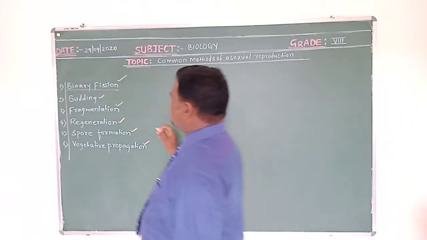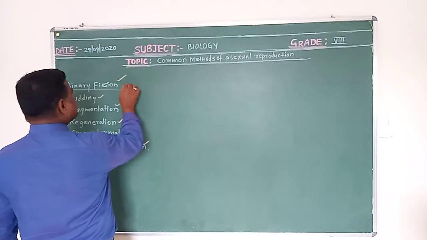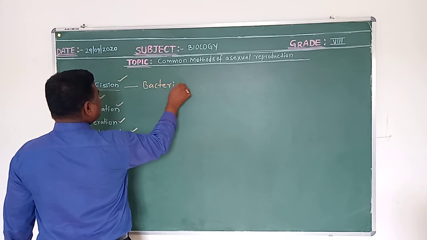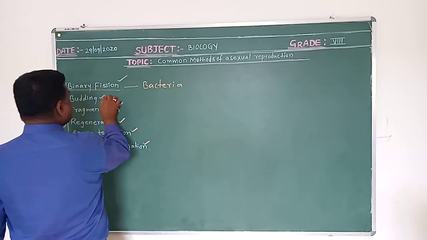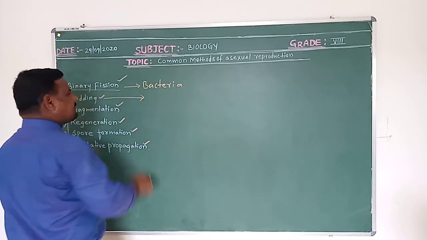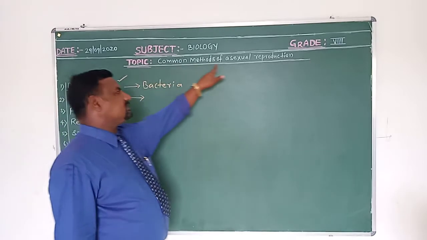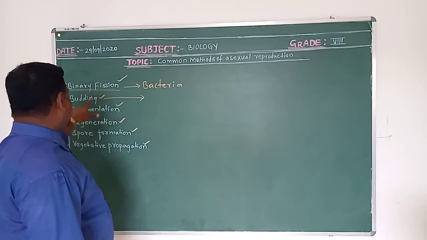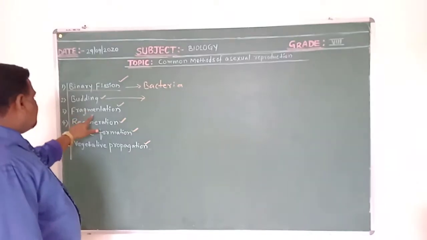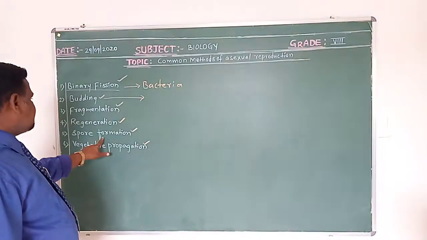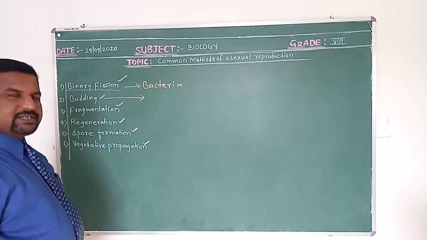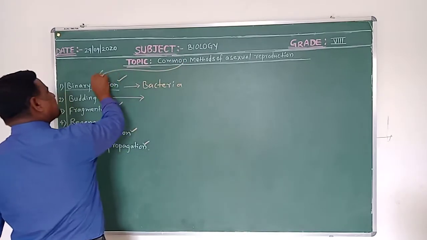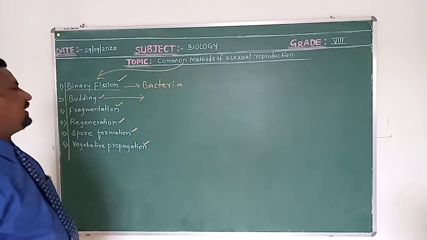So binary fission. What kind of organism reproduces by this method? You can take bacteria. What is budding? These are the asexual reproductions. Common methods of asexual reproduction. Number 1, binary fission. Second, budding. Number 3, fragmentation, regeneration, spore formation, and vegetative propagation. So what are these all? Common methods of asexual reproduction.